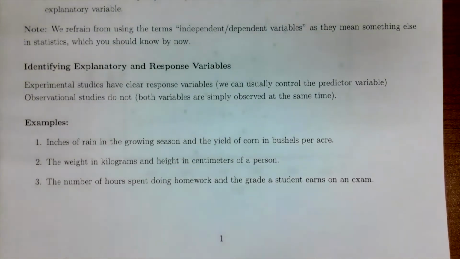Here, this is just, again, saying that in experimental designs, we had a clear response because we were controlling the predictors, and in observational studies, we are not controlling. All we're doing is observing, and here's a couple of examples. So the inches of rain in a growing season and the yield of corn. Unfortunately, we can't control the rain and when it comes and how much it comes. So we're just observing how much rain and how much yield.